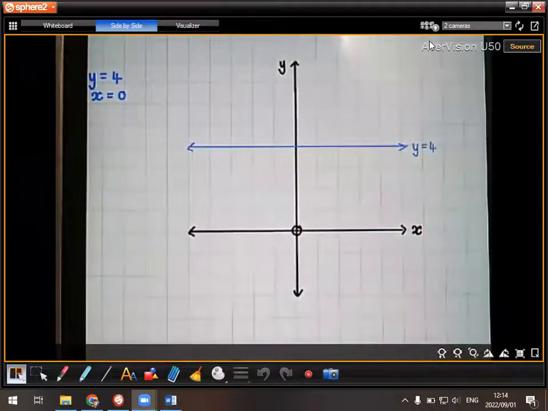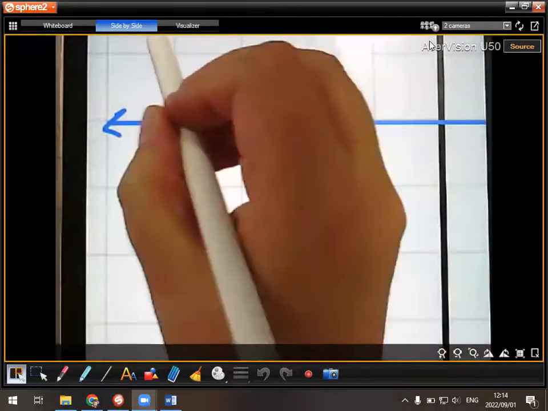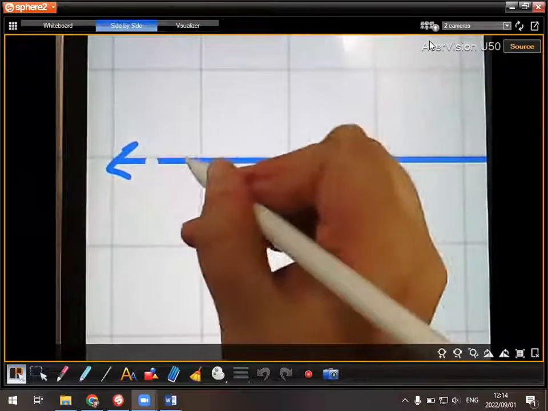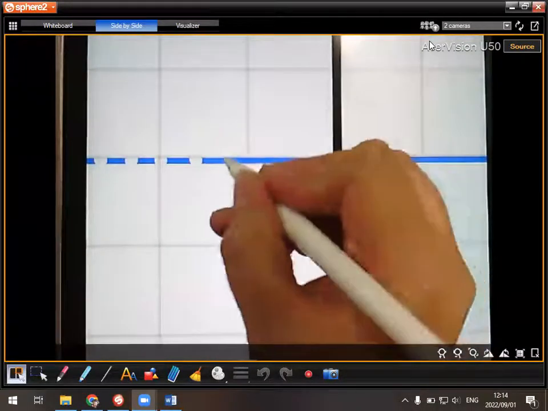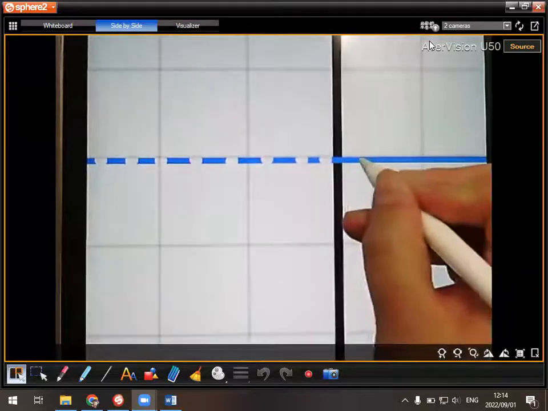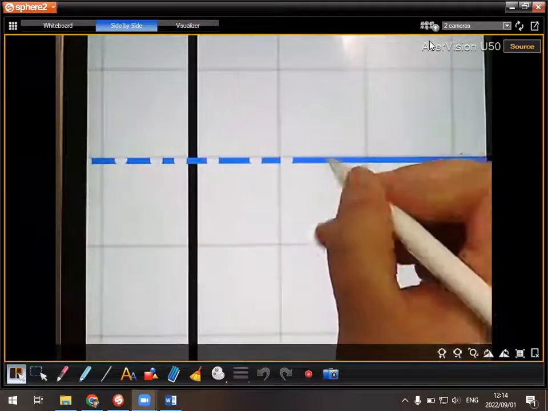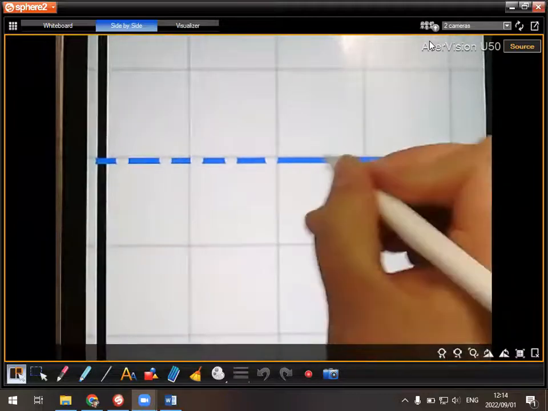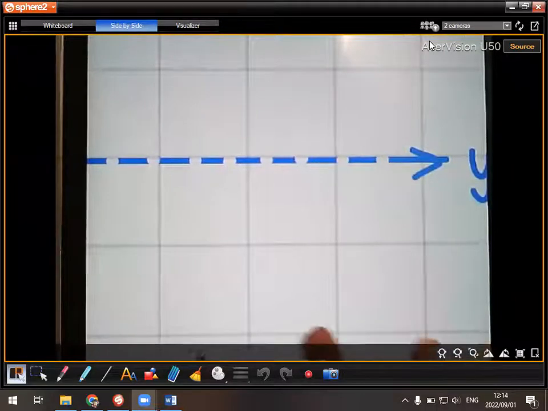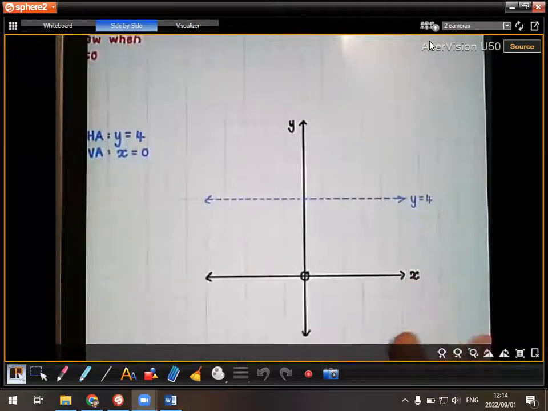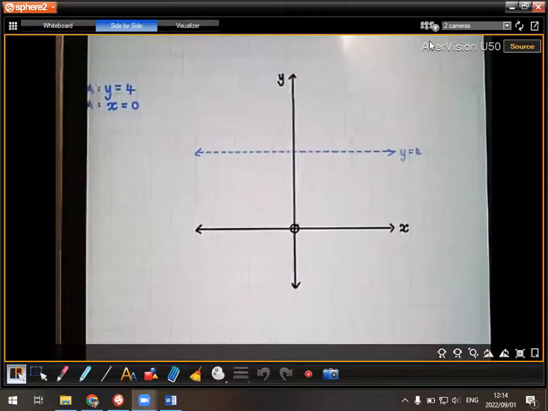Remember when we drew asymptotes for tan graphs, we wrote above those asymptotes x equals 90, x equals 270. You have to please label your asymptote, guys. I'm just quickly making this a dotted line. There we go.